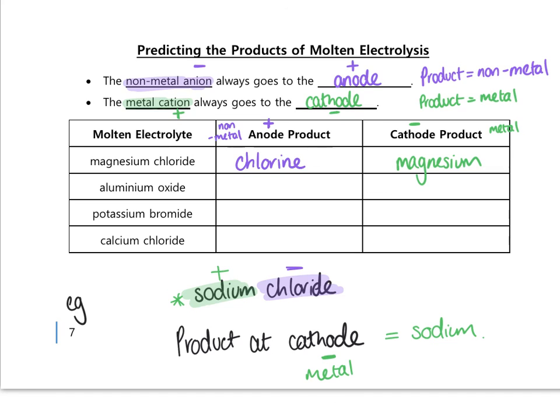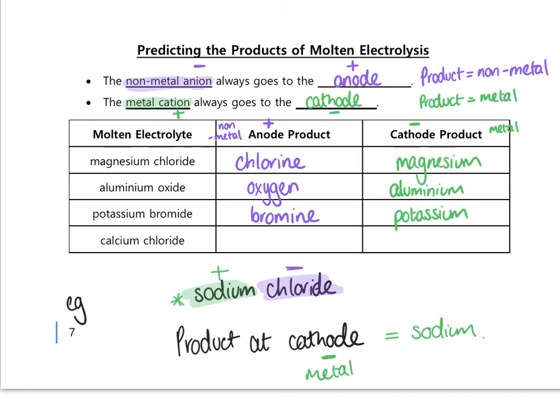So for aluminium oxide, what is your product at the anode going to be? Well, it will be our non-metal product, and so it's going to be oxygen. Oxide ions form oxygen. What is our cathode product going to be? Well, it's our metal in this case, which is aluminium. With potassium bromide, what's our product at the anode? It's going to be our non-metal, which is bromine. And at our cathode, we form our metal product, which in this case is potassium.